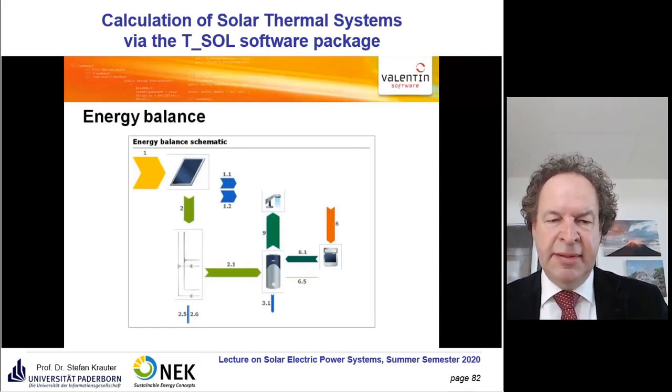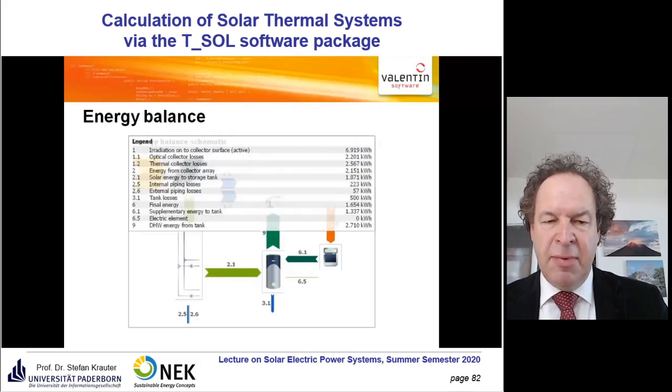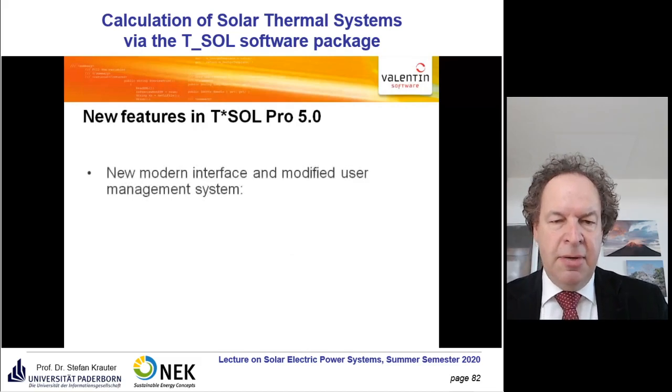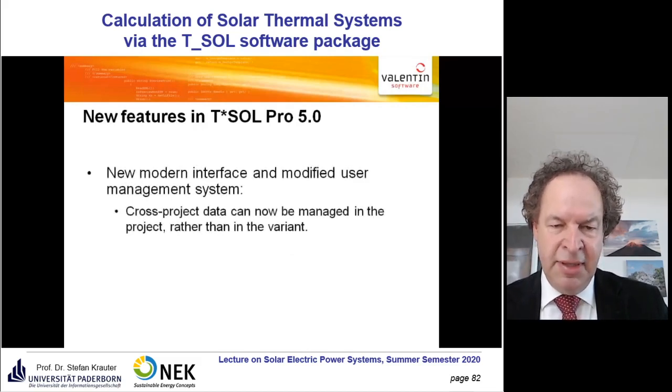Then you can also do an energy balance schematic. So you can take a look at the input and output of the different components. First starting with irradiance, how much irradiance is there. So that's 6.9 megawatt hours coming in. And so you see all the different losses, the internal piping losses and the tank losses, the final energy and so on. Then there's some propaganda that it is now a nice user interface and so on.